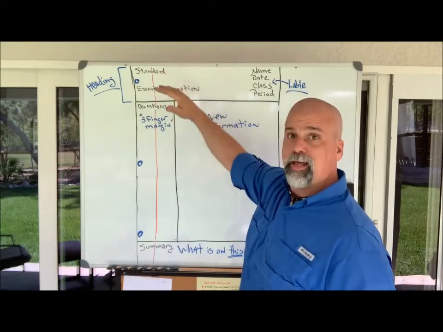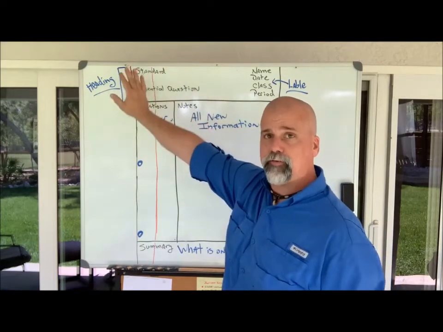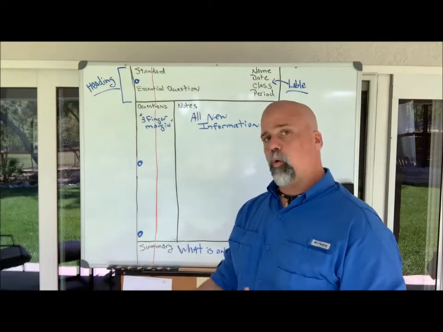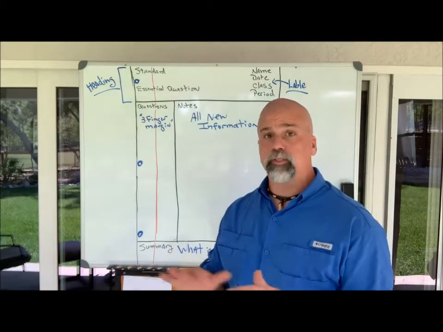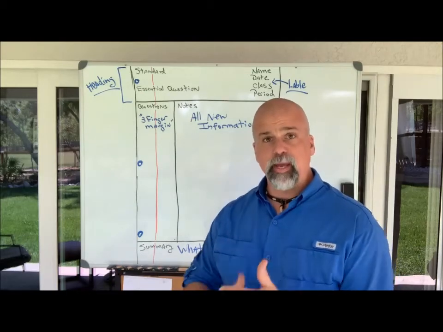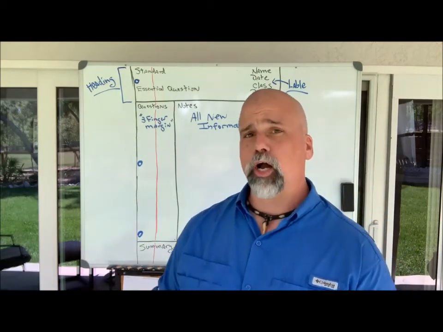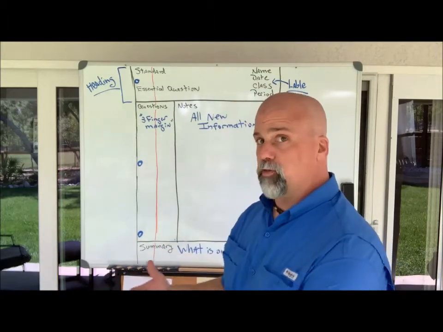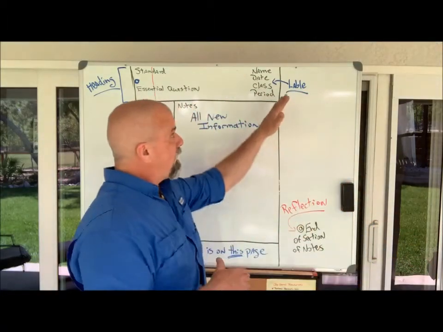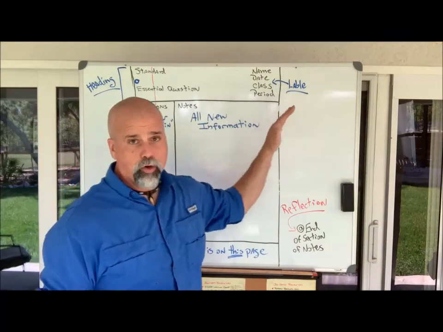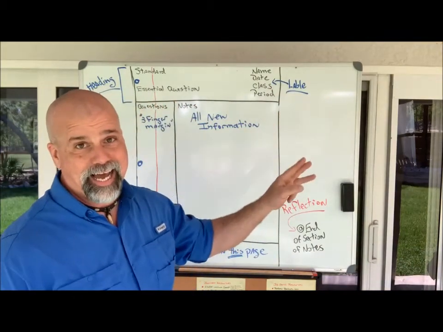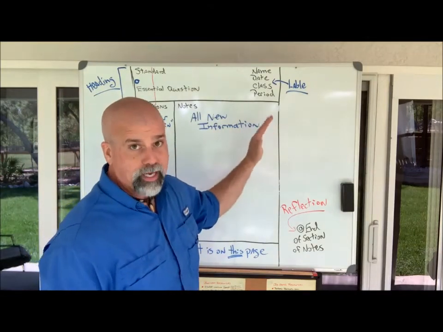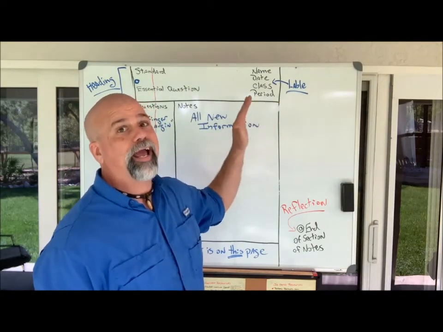Your learning standard and your essential question go at the top left of your paper. Now, if you don't have a learning standard or an essential question to add to the top of your notes, that's fine. Leave them blank. We can backfill them in later, and we'll talk about how to backfill your standard and essential question in another video. On the right-hand side of your paper, the top right-hand corner is where you put your name, date, class, and class period. These are also important. They go here for a reason.